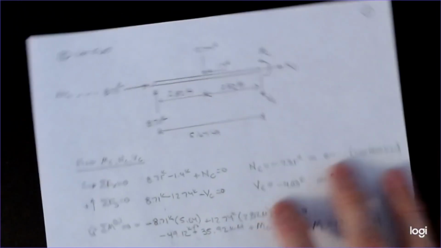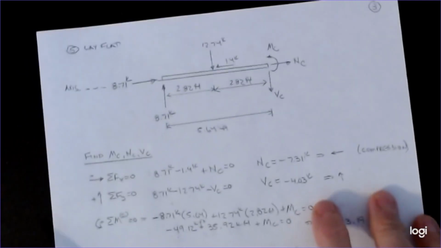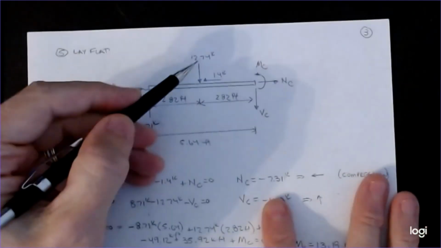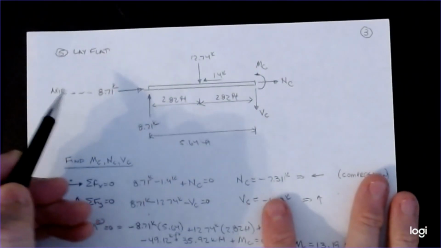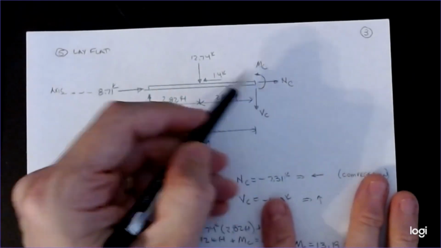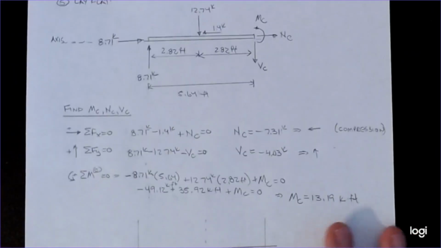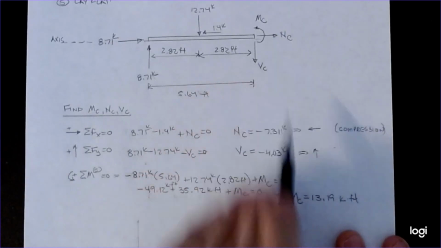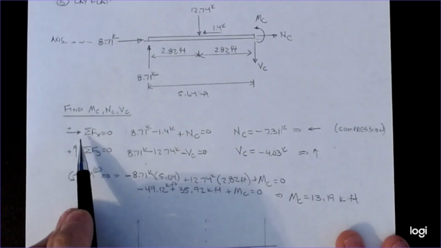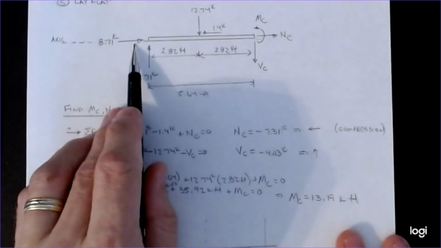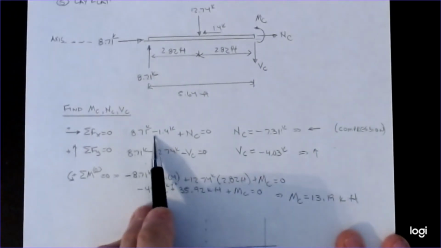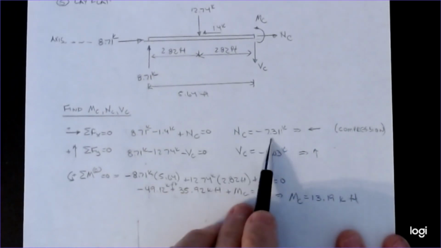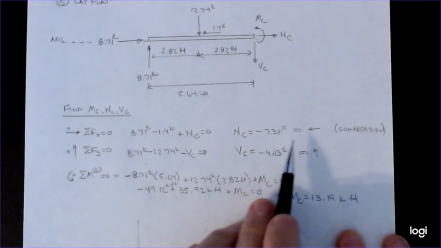If I turn this, that was the orientation we were looking at. That member, if I lay it flat, ends up being 12.74 kips acting down, 1.4 kips to the left, 8.71 to the right at A, 8.71 up at A, and then my internals are here. Now we go back and do the statics to find these four quickly, just like you did before. Sum of forces in X: 8.71 to the right, 1.4 to the left, and my NC has to be 8.71 minus 1.4 plus NC equals 0. NC is clearly a negative 7.31 kips, and it's pushing to the right.